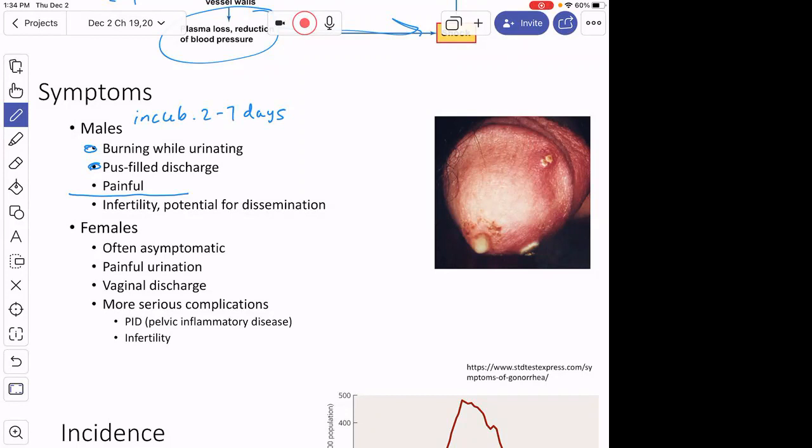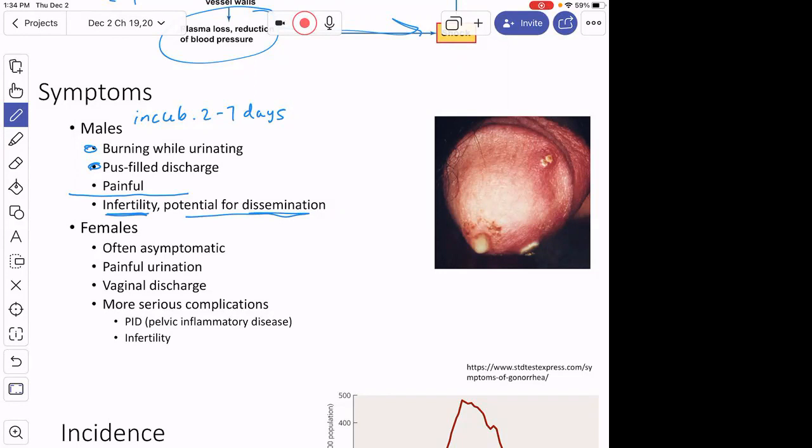Occasionally, it can be asymptomatic, and that's a problem because that can lead to just too much inflammation in the epididymis, and that can lead to infertility. And there is a potential for it to go systemic, so to be disseminated and cause all kinds of weird things like arthritis, and even be potentially deadly if it goes to the brain. So that's very rare, but the cases of that disseminated gonorrhea are for some reason going up a little bit.